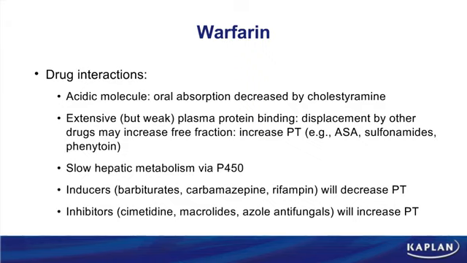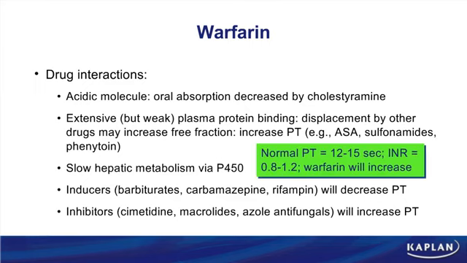Let's approach this by thinking about a normal prothrombin time, which is 12 to 15 seconds. A normal INR is 0.8 to 1.2. When you begin warfarin therapy, you're going to prolong these times. So you would expect warfarin all by itself to increase PT and INR. So given that information, what is a P450 inducer going to do to prothrombin time or INR?